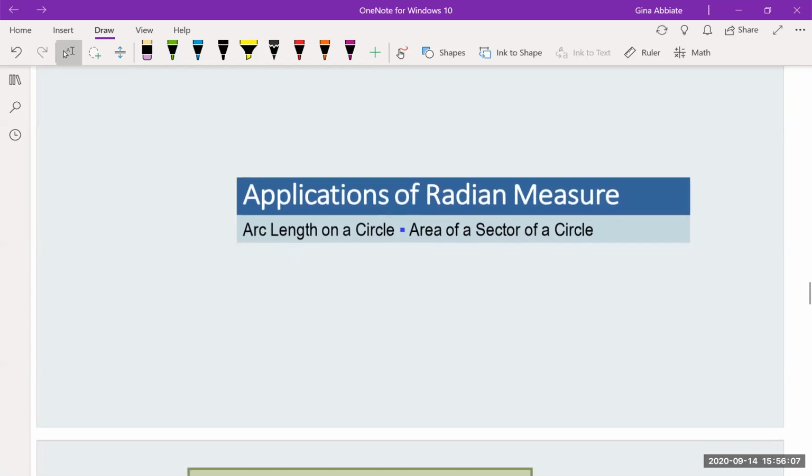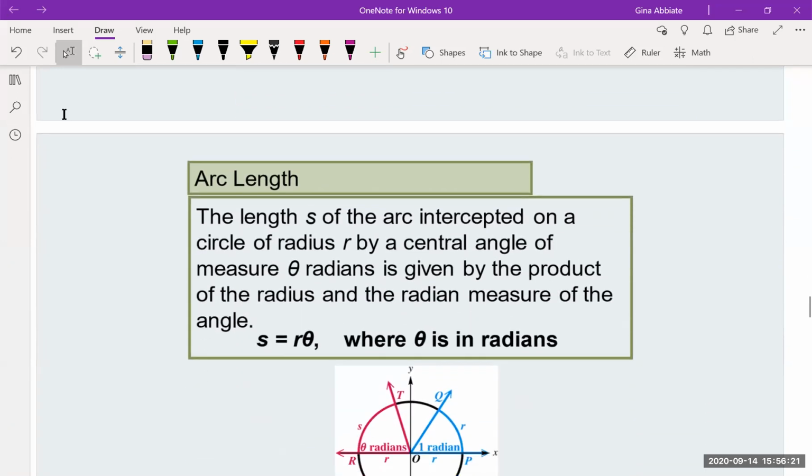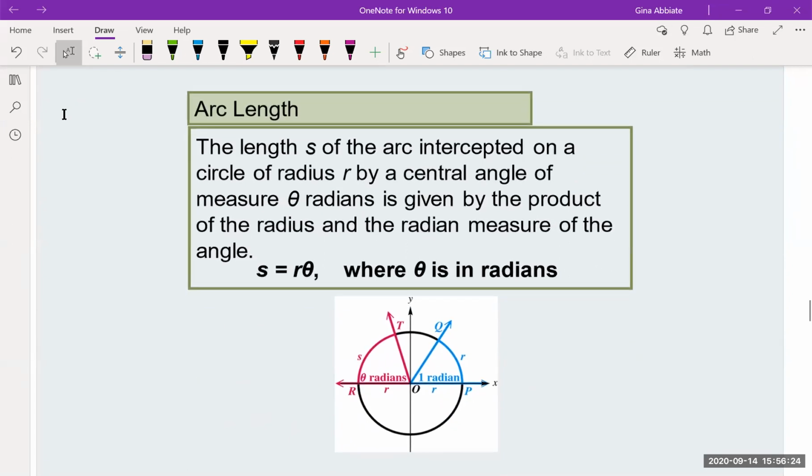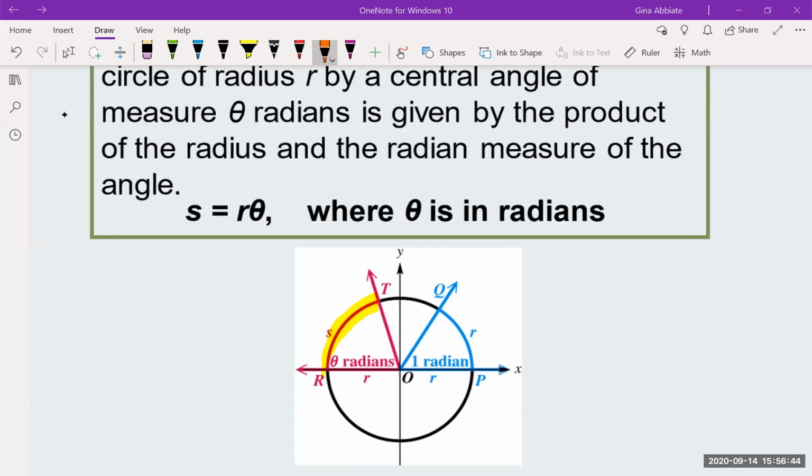The next section has a couple of application problems, and they're related to the arc length on a circle, and also a sector, which is like a piece of pie. So here is a formula that we'll be using. We're using the letter S to represent the length of an arc. It's going to be this distance on the outside of a circle. The central angle just means the angle that is sitting next to the origin. So this angle here in this case, or this angle here in this case, right?